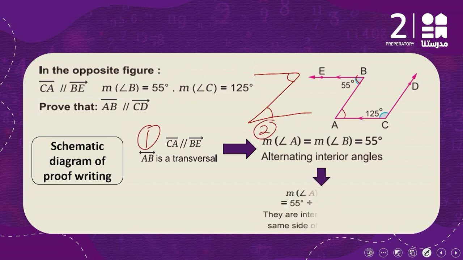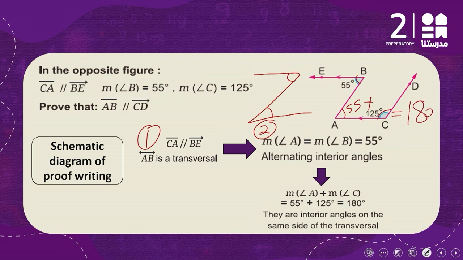Now let's go to another point. If you have this, which is 55, and this is 125, let's add them because they are not equal for sure. So we need to add them. They add up to 180. So we have interior angles on the same side of the transversal. They are supplementary. So at the end, we have parallel lines, which is AB with CD.